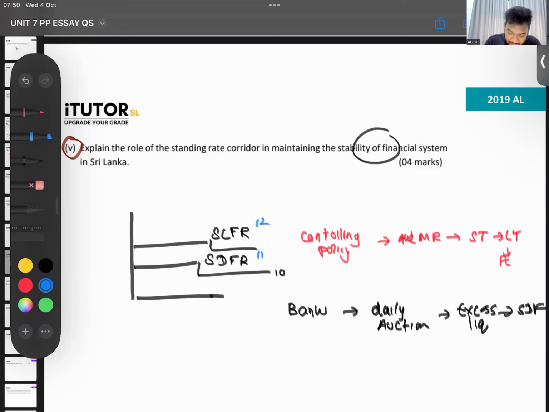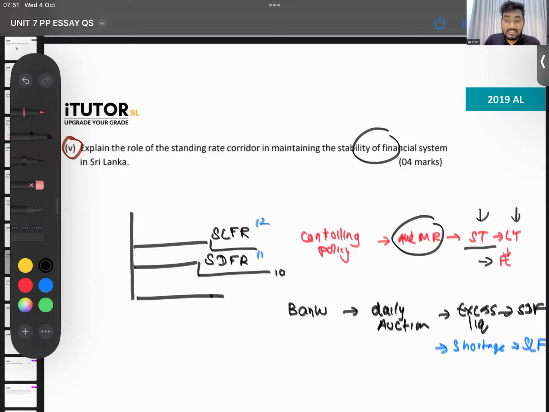And then same thing, after the daily auction, if you have a shortage of liquidity, then what can you do? You can use the standing lending facility and you can borrow. And thereby, by controlling the liquidity, the central bank can control the average weighted call money rates, it controls everything. You need to explain that. Short-term and long-term interest rates.